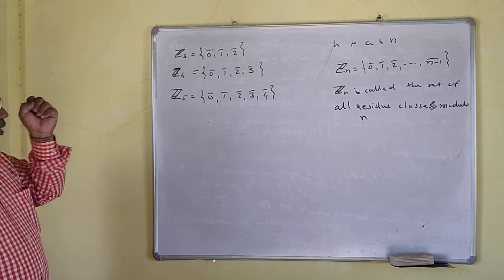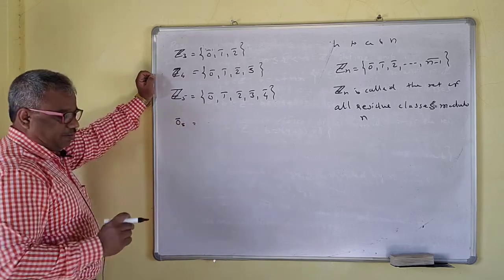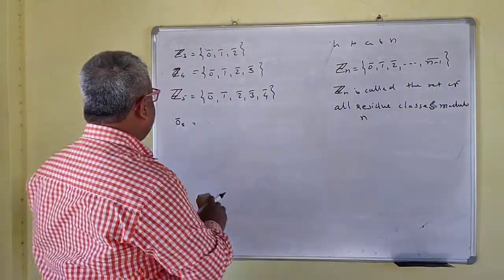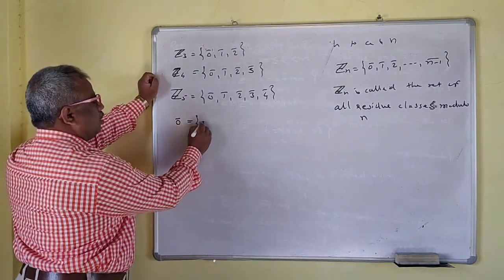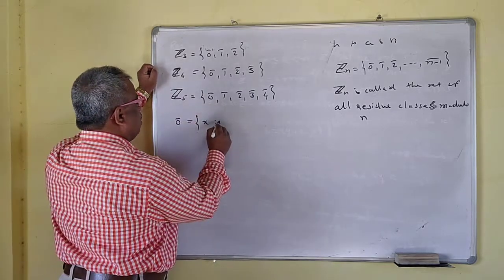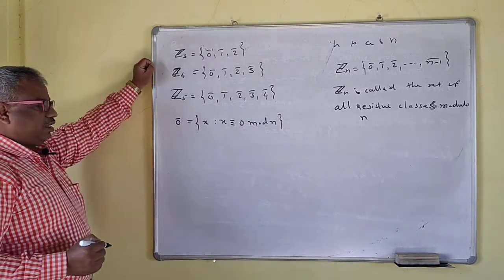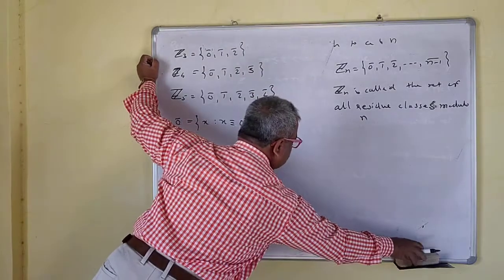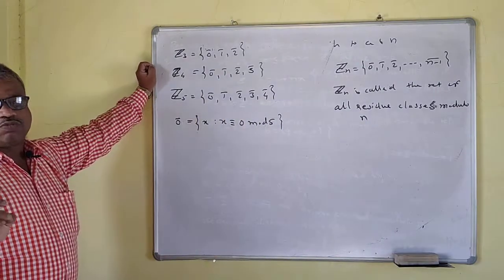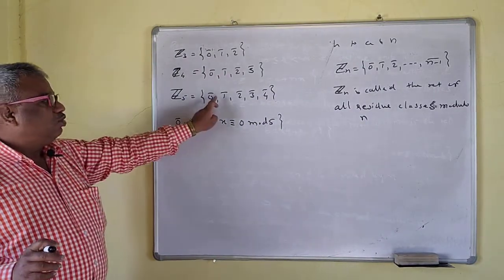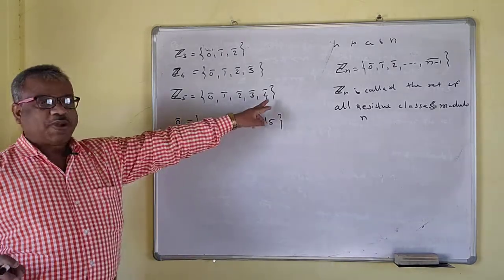Now we will find the elements of the 0 bar residue class modulo 5. How can we find this? 0 bar is the set of all x such that x is congruent to 0 mod 5. We'll find the residue classes modulo 5 and check that these are only 0 bar, 1 bar, 2 bar, 3 bar, 4 bar.